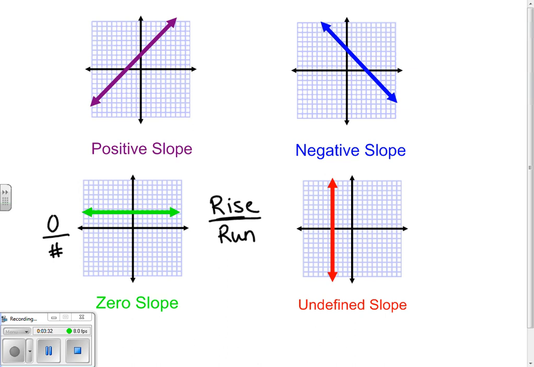That's the complete opposite for the red line. That one's undefined because its rise is a ton. It rises the entire time, but its run from left to right is 0. And you're not allowed to divide by 0. That's why that red line is undefined.